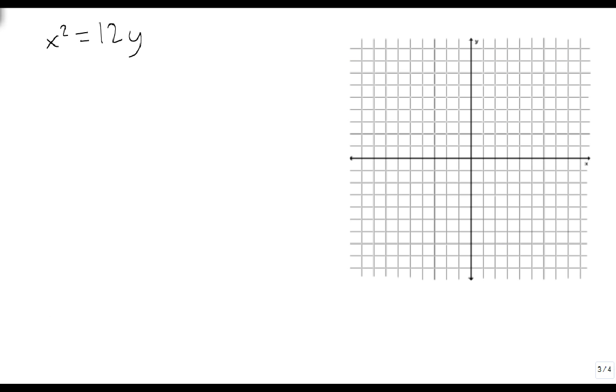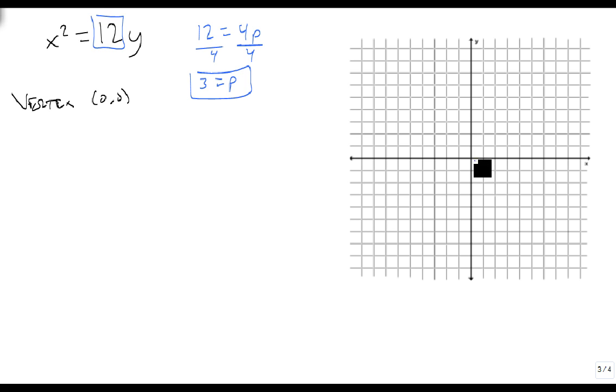So let's actually demonstrate this. x squared equals 12y. The first thing we should do is grab the number and compare this: set 12 equal to 4p, so that when we divide by 4, we get 3 equals p. So now we know what p is. Now we just start getting our pieces. The vertex is easy. This is just at 0, 0. We know it's going up or down because it's an x squared. And in particular, since that 12 is positive, it's going up.